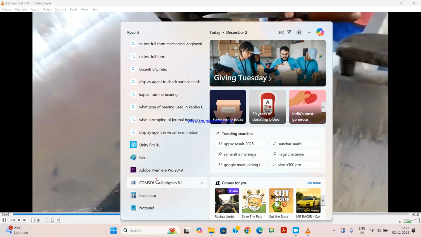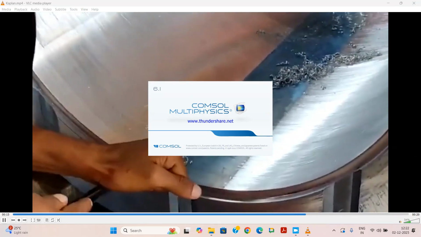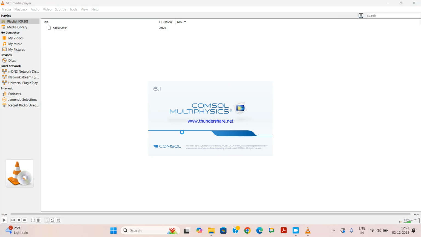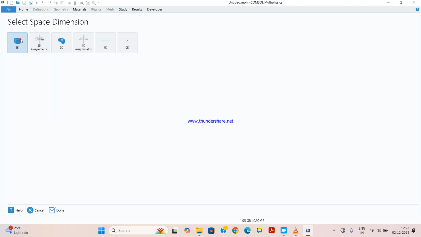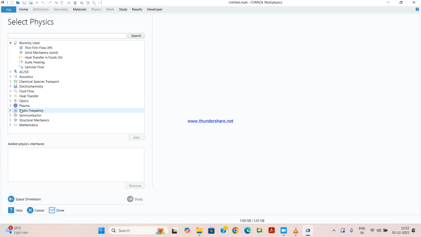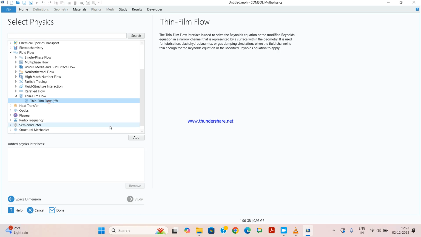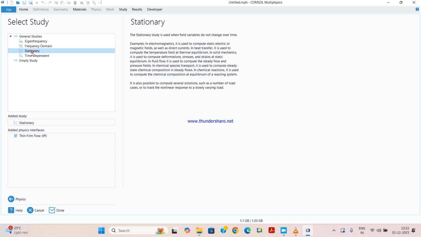Here I will show a very basic analysis problem. You would have to do the transient also, but as you know, the transient will take more time. So I will show you the steady state. Here you go to fluid flow, then thin film flow, and you select this, add this, and in steady you go for the steady state analysis. Okay, I'll just show you how to do that.